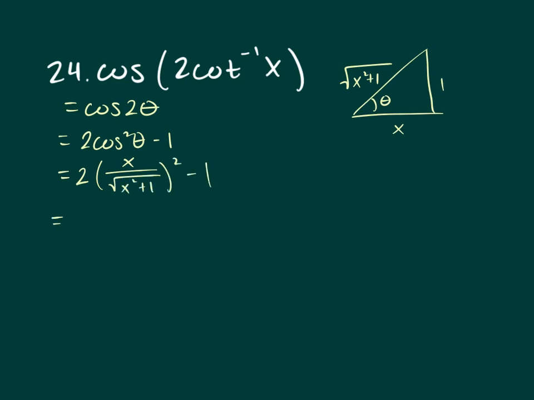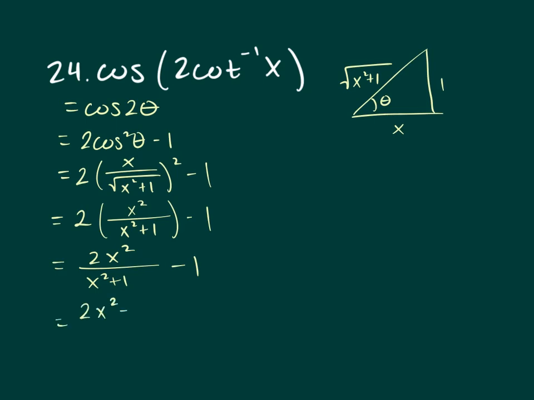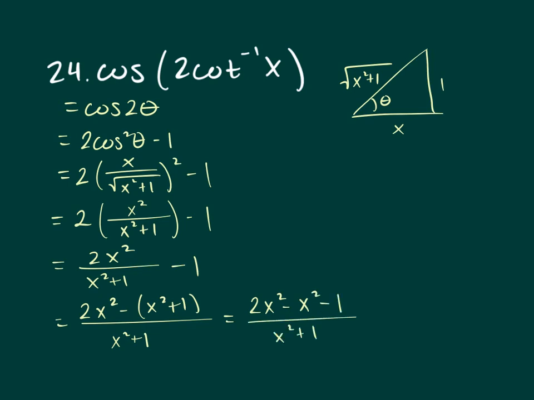minus 1. This is 2 times x squared over x squared plus 1 minus 1. So this is 2x squared over x squared plus 1 minus 1. Common denominator is x squared plus 1, so this is 2x squared minus x squared plus 1 over x squared plus 1. So this is 2x squared minus x squared minus 1 over x squared plus 1. So this is x squared minus 1 over x squared plus 1.